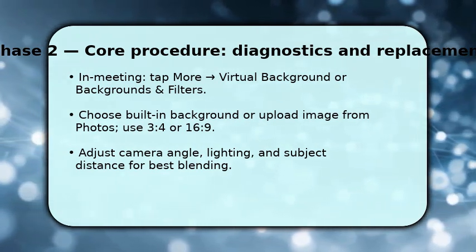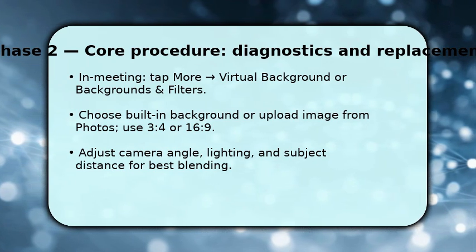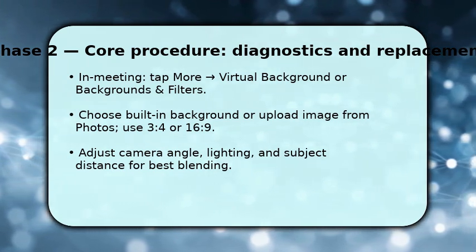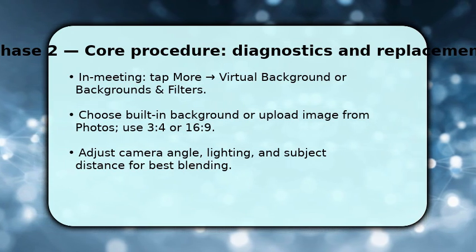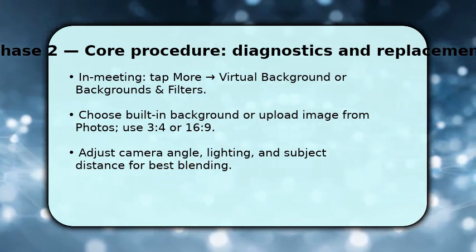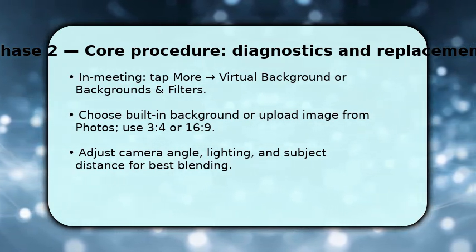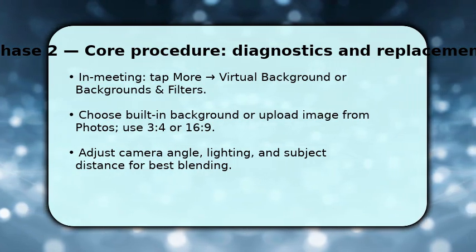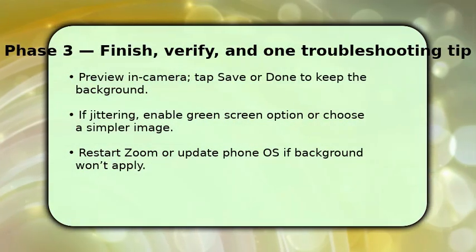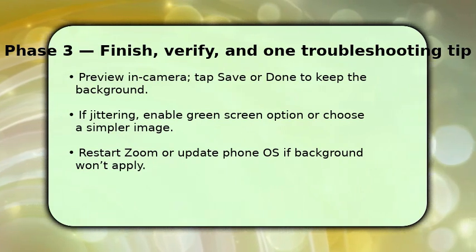Make small adjustments. Move the phone slightly back to reduce background clutter, and change lighting so your face is evenly lit. This helps Zoom separate you from the backdrop. If available, toggle the blur or green screen mode to refine edges. Finish by previewing the effect in camera and tapping Save or Done to lock it in.